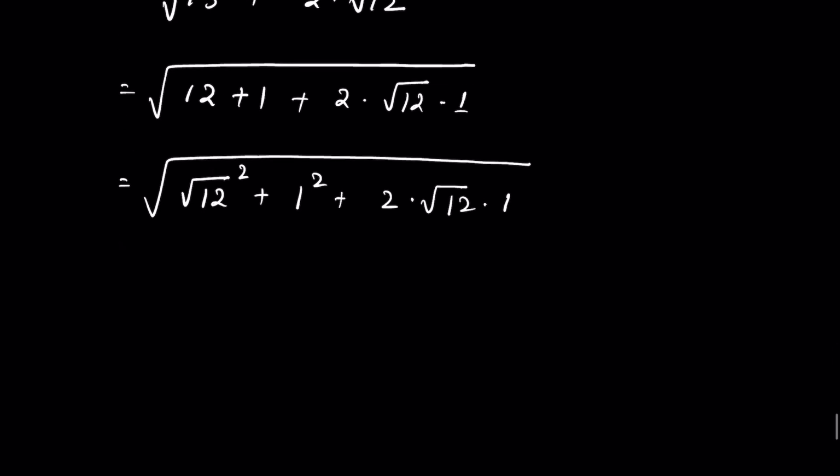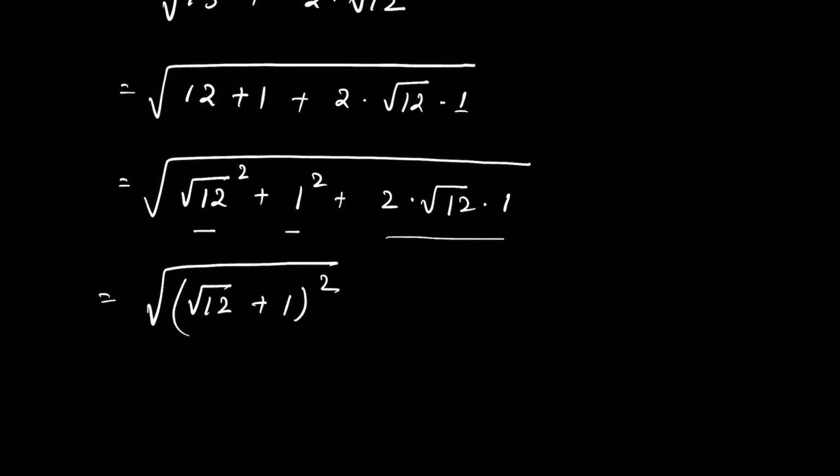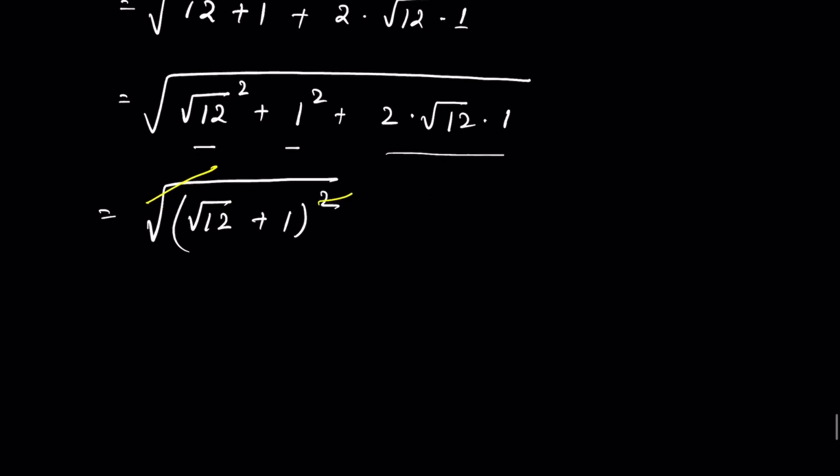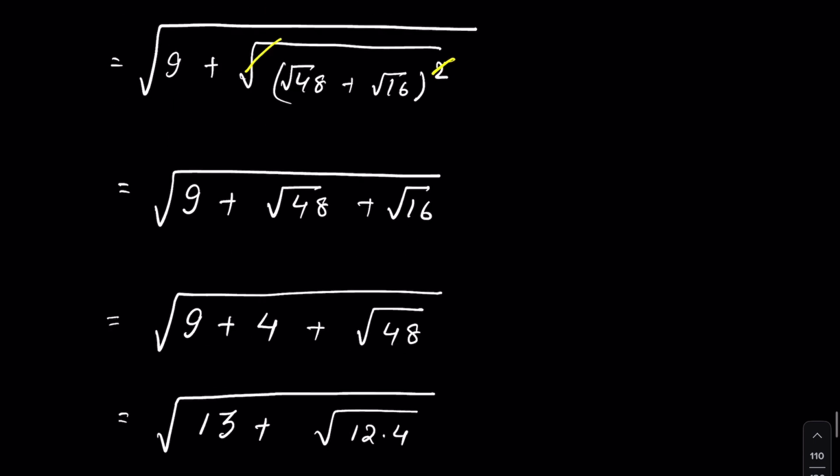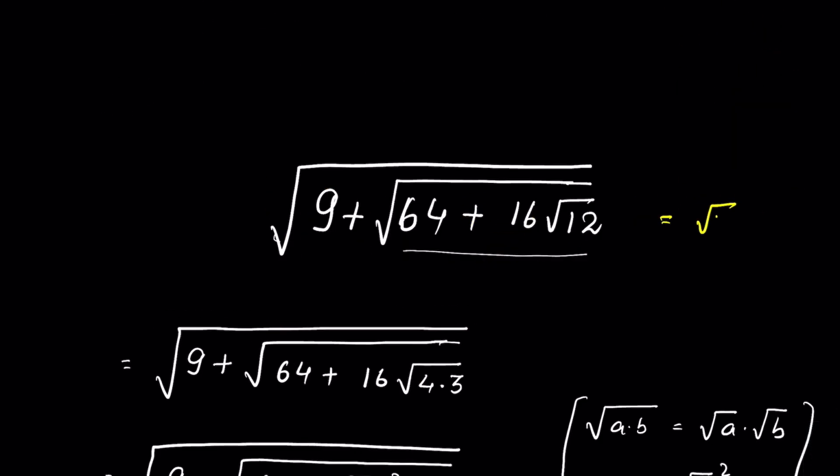Now this is in the form of a squared plus b squared plus 2ab. So we can write square root of 12 plus 1 whole square under square root. Now we can remove the square root with this square. So this will be equal to square root of 12 plus 1. Now you can put the value of square root of 12 and find the final answer, or if it is asked just for simplification, you can leave it here. So this is equal to square root of 12 plus 1.